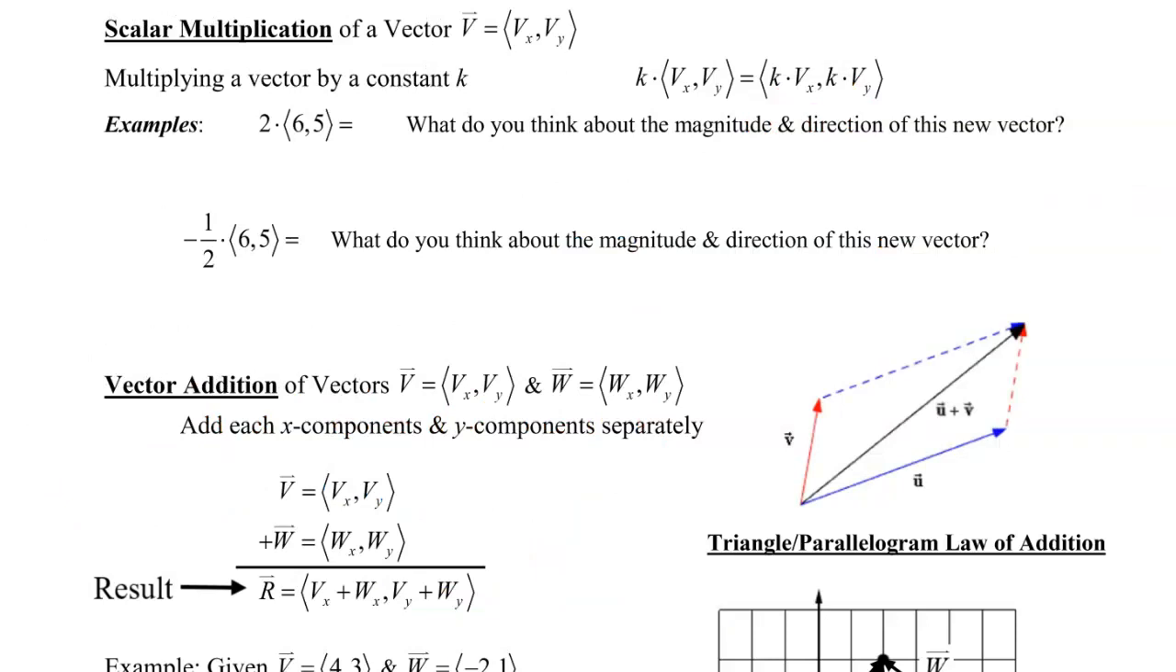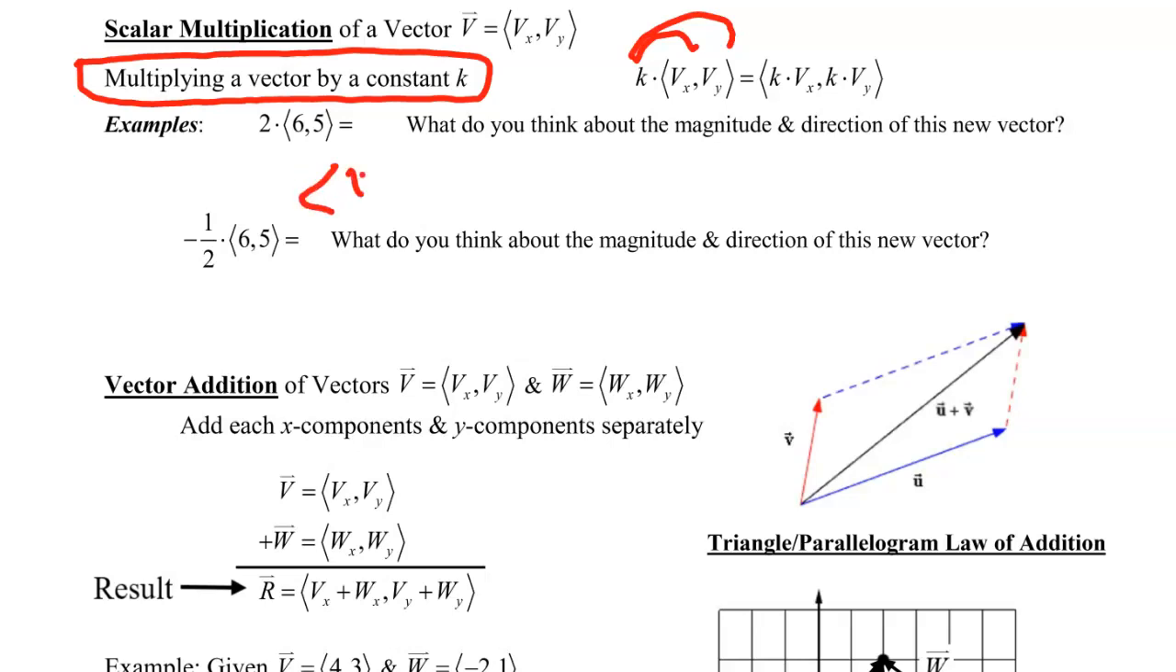Okay, this last page will be a little bit easier. First, we're going to deal with scalar multiplication. A scalar is just a number. So we're going to multiply a vector by a number k. It's basically just like doing the distributive property to the x and y components. As an example, 2 times the vector 6, 5 becomes the vector 12, 10.